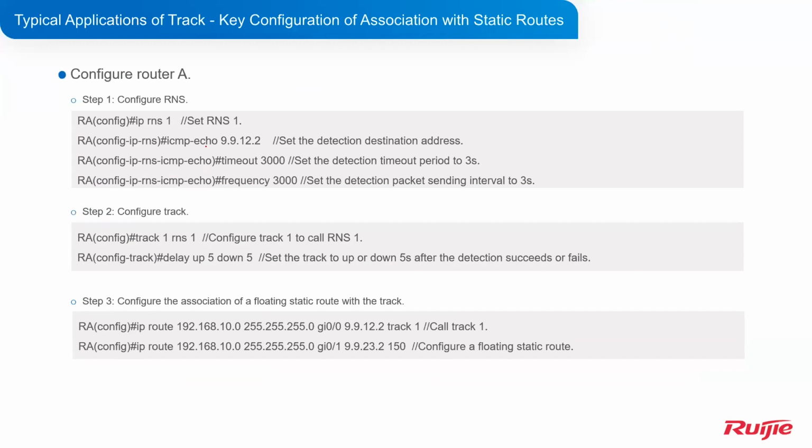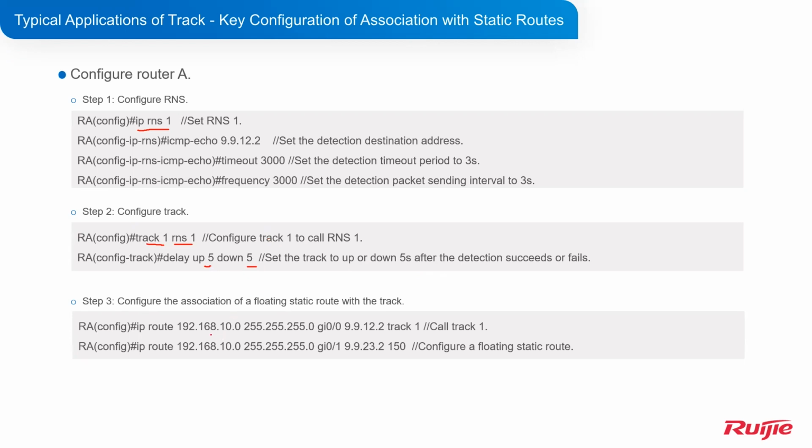Firstly is to configure RNS, ip rns 1, RCNP echo 9.9.12.2 is the detection destination address. Timeout 3000, frequency 3000. So the interval is 3000 milliseconds, or 3 seconds. And track 1 rns 1. So we use track 1 to track the RNS, with delay up 5, down 5. So it means that 5 seconds after the detection succeeds or fails, we will change the state of the track.